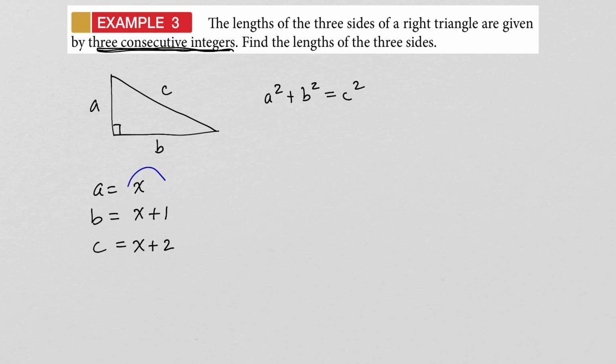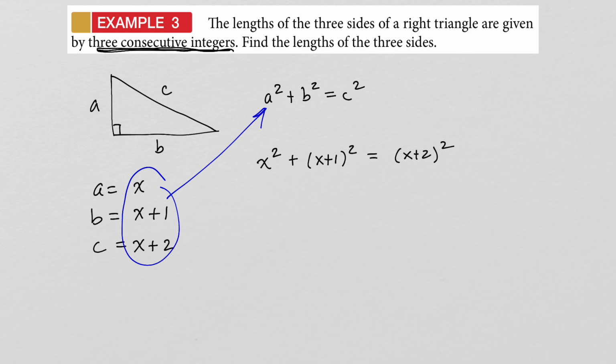Now I'm just going to take these quantities and plug them into the Pythagorean theorem. So a squared becomes x squared. B squared becomes x plus 1 quantity squared. And c squared becomes x plus 2 quantity squared. And now we just need to solve for x. So we have x squared plus x plus 1 times x plus 1 equals x plus 2 times x plus 2. That's just the definition of squaring.